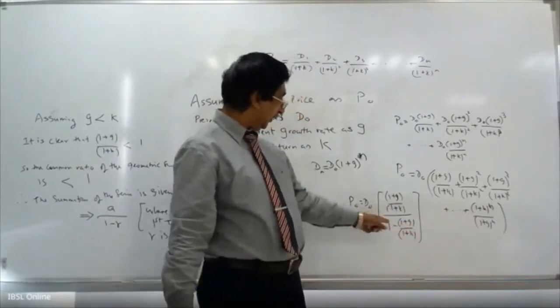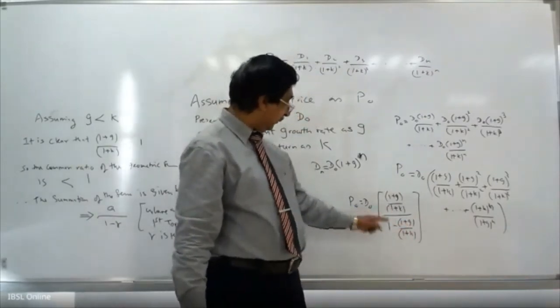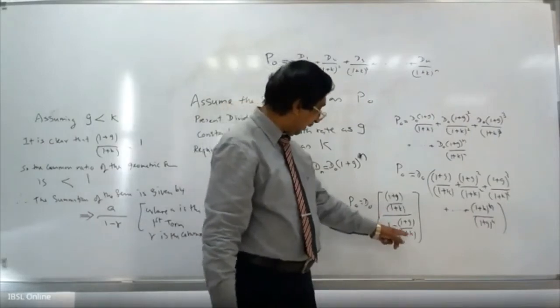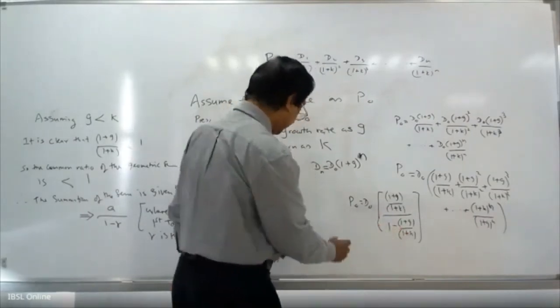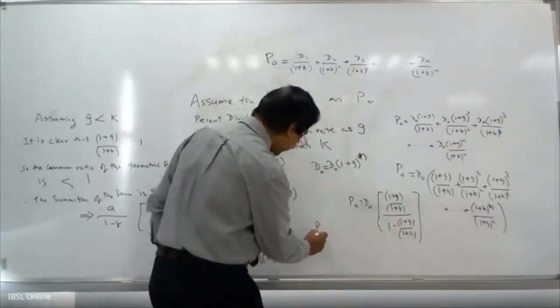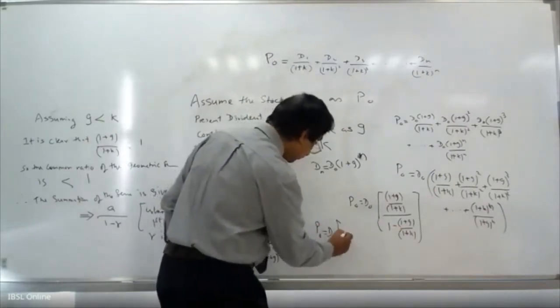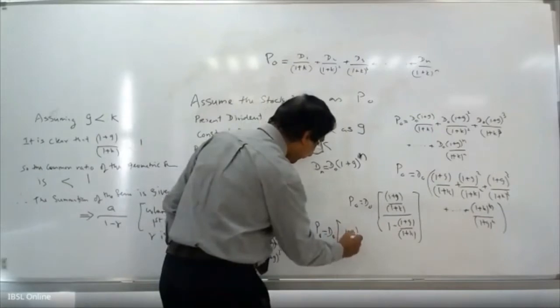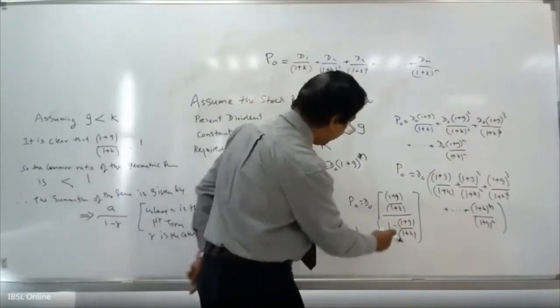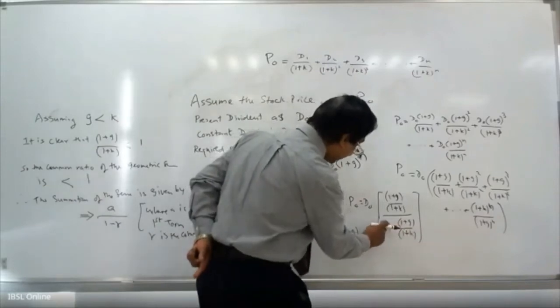Now how are we going to solve this? In the denominator, what you can do is, you have 1 plus K here. Now I will do it here. D0 into 1 plus G over 1 plus K. This is the denominator, so we can say 1 plus K comes here.